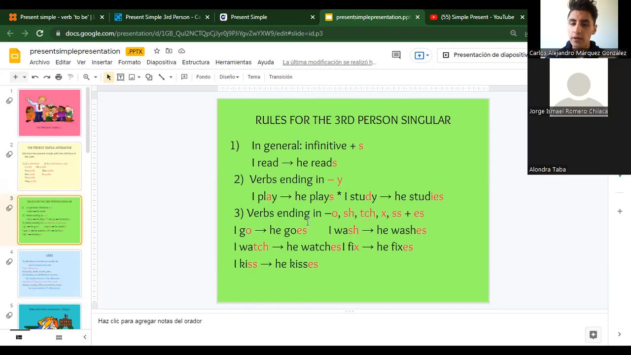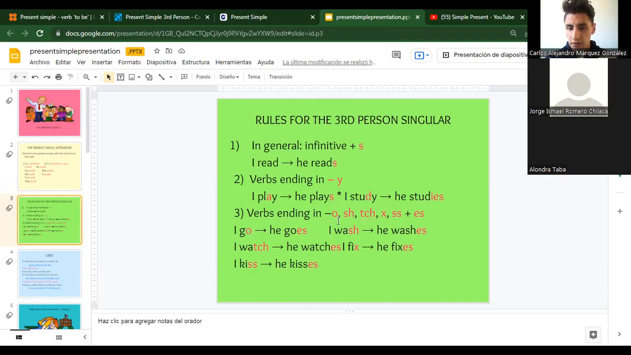And finally, we have another rule. I want you to take notes. Remember that you don't have to forget to take notes, because then we're going to do some exercises and it's going to be useful for you to have taken notes.